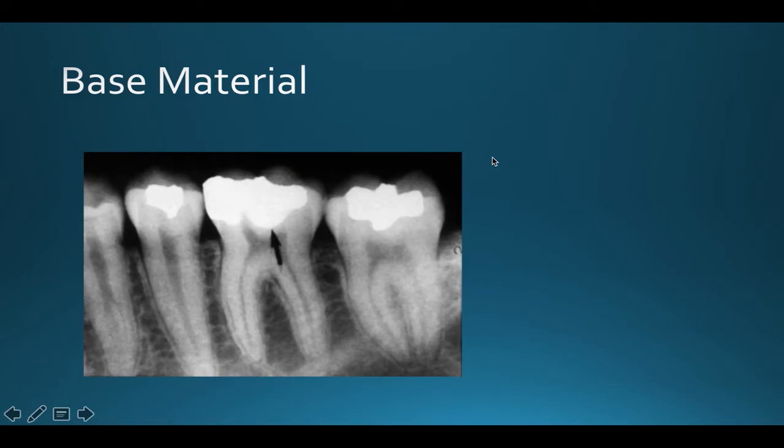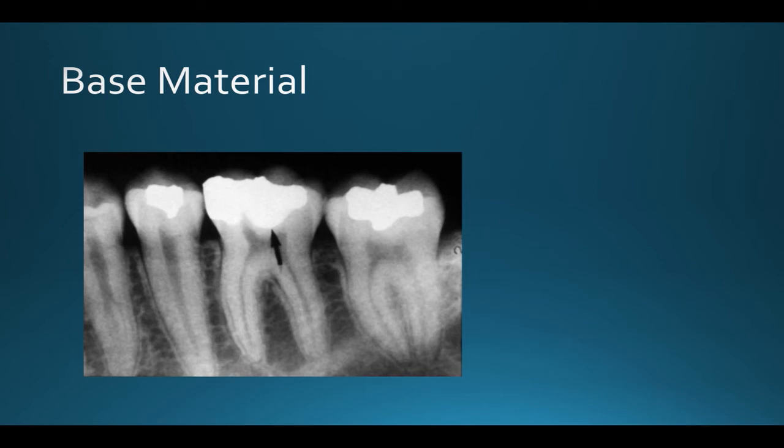Another material you can find radiographically is going to be your base material. A base material can be a number of things. It could be zinc phosphate cement. It could be zinc oxide eugenol paste. It can be a number of things, which you're going to learn about over the summer when you take dental materials. These are all used as cavity liners to protect the pulp of the tooth after they've had a restoration. Base materials are placed on the floor of the cavity preparation.